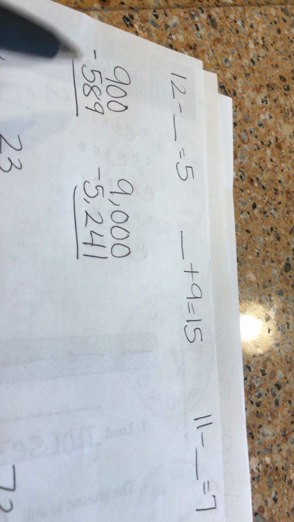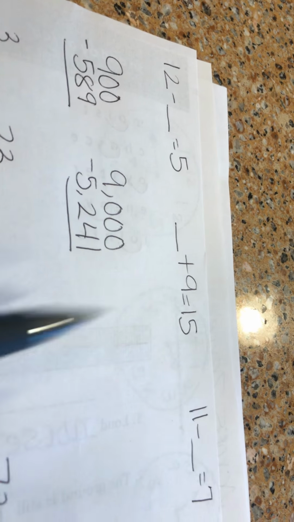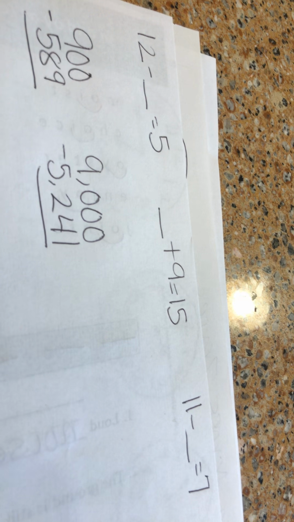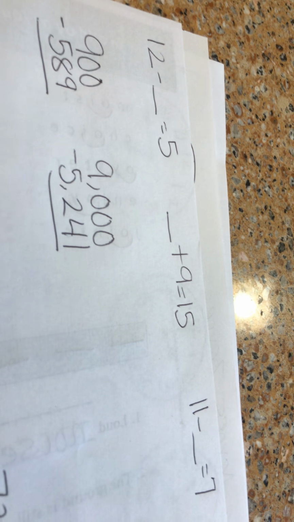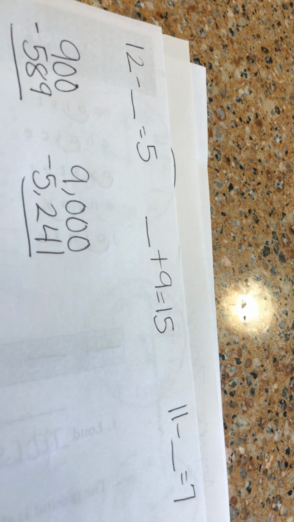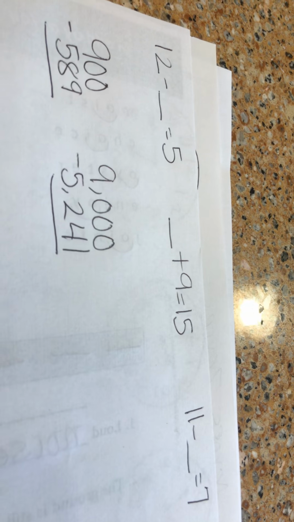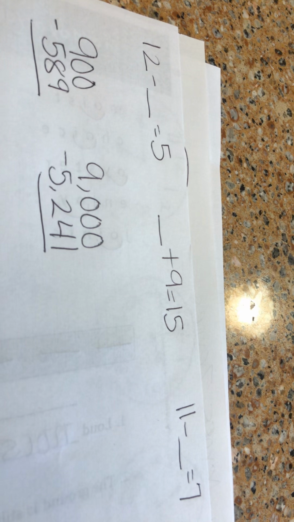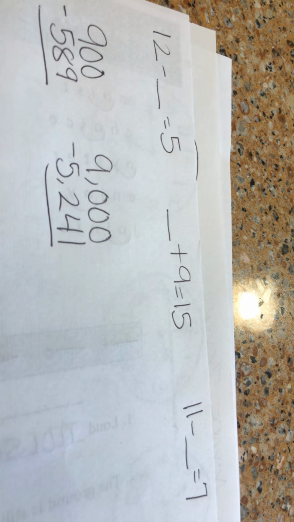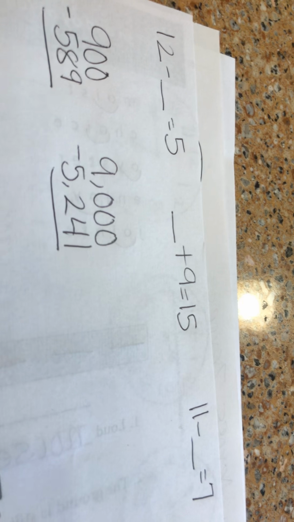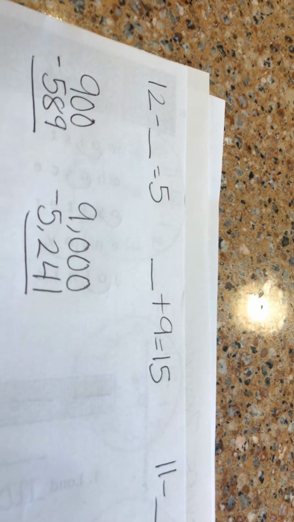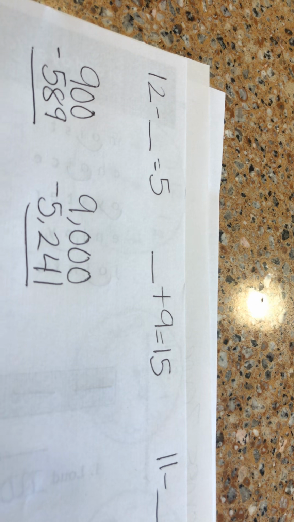I want you to write these down. Press the pause button, write them down on your paper or your whiteboard so that you can solve them. And when you have the answers to the 3 problems at the top, I want you to turn your computer back on or your iPad, whatever you're watching through, hit the play button so that we can go over the answers. 12 take away some number equals 5.